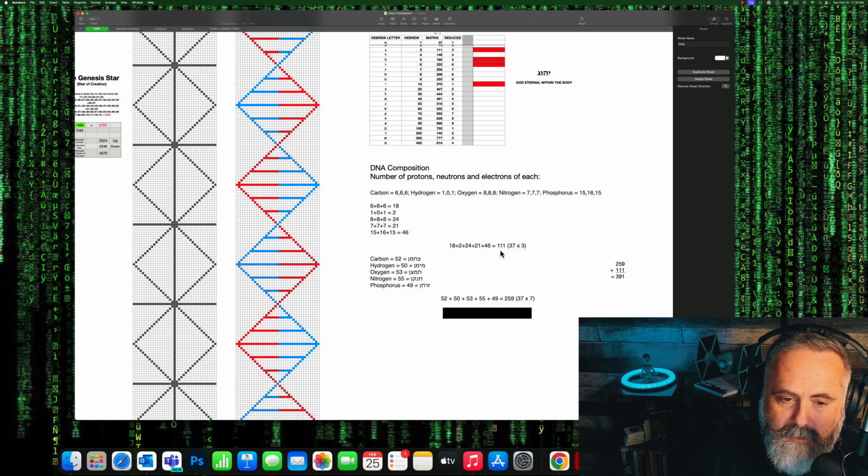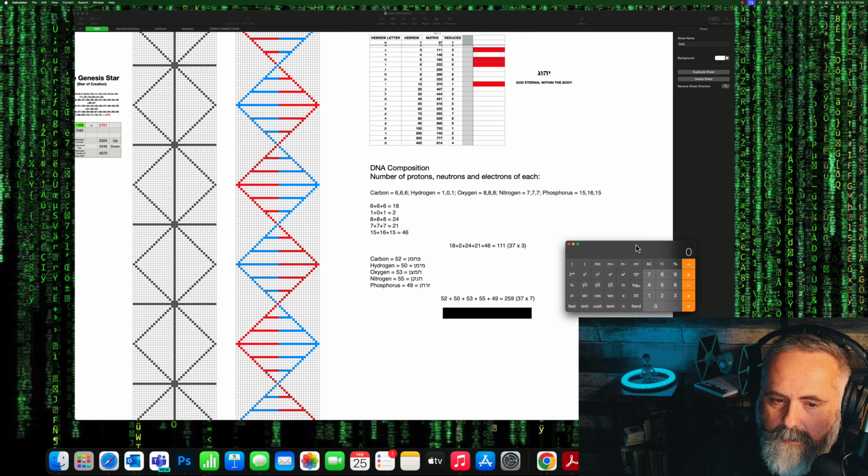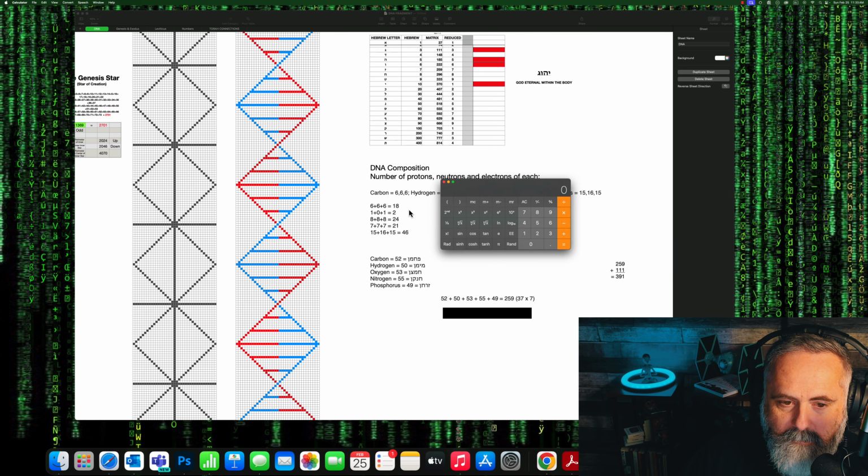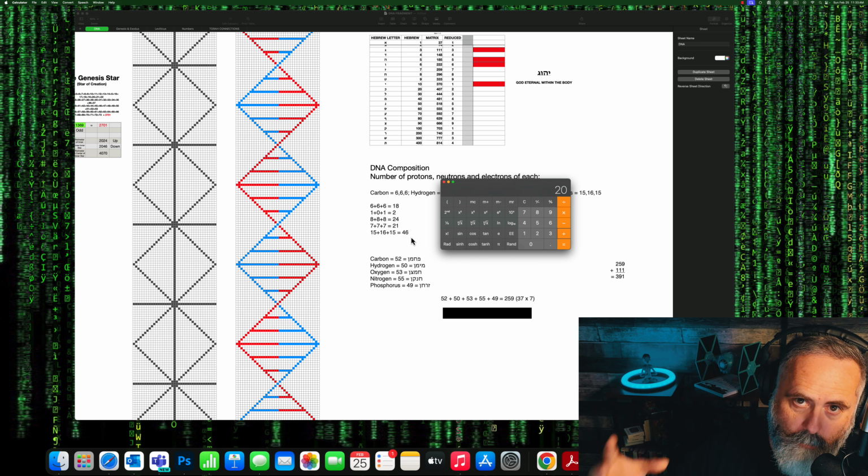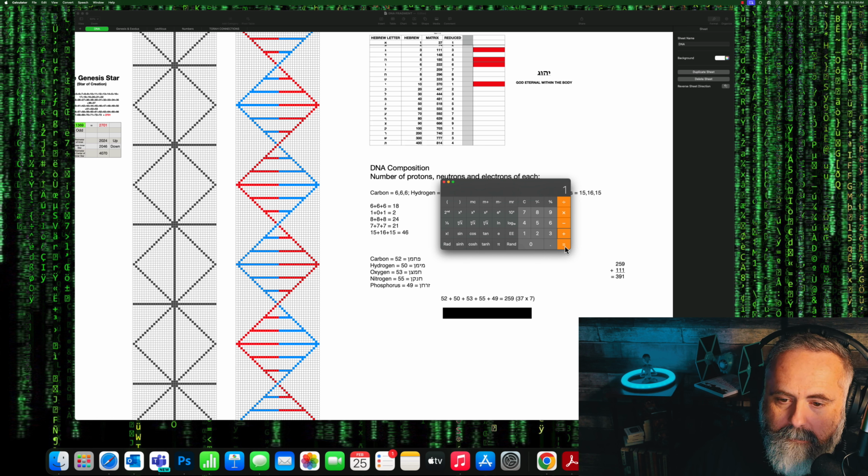Now, what do we get if we reduce these numbers down even further? Let's take a look at that. Let's pull up the calculator. So 1 and 8 is 9. 2, it's already reduced to its lowest, so we're going to add 2. Then 24, 2 and 4 is 6. 21, so 2 and 1 is 3. And then 4 and 6 is 10, which would further reduce to 1. So we get the grand total of 21.